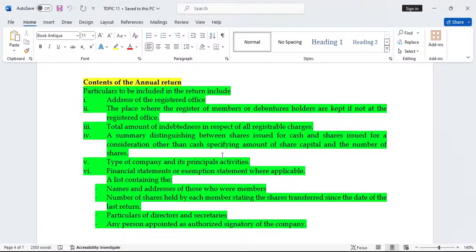It gives a summary distinguishing between shares issued for cash and shares issued for any other consideration. It also indicates the type of the company and its principal business activities. The financial statements or exemption statement, where applicable, will also be included. So that is ideally what will be contained in this annual return that has to be presented to the register of companies each and every year.